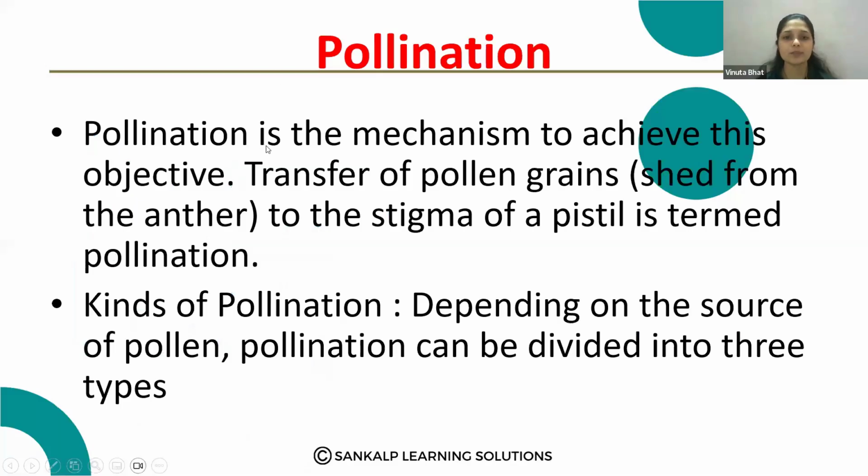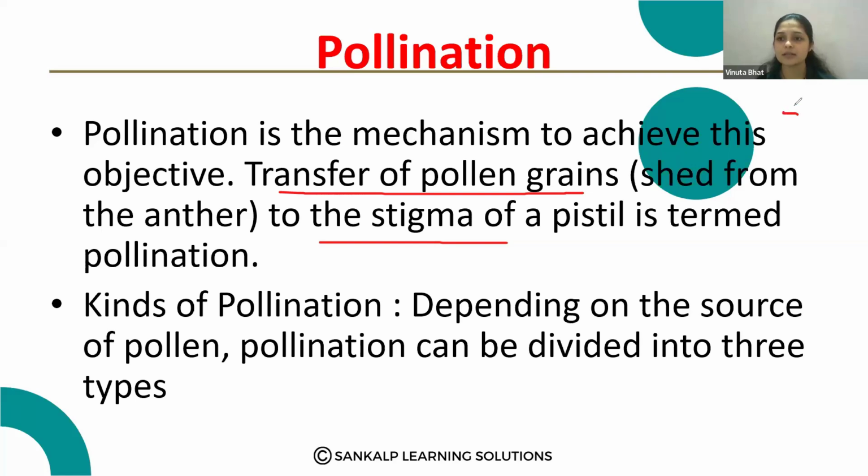What is pollination? Pollination is the mechanism to achieve this objective. The transfer of pollen grains to the stigma of a pistil is termed pollination. Pollen grains are the male gametophyte, the yellow colored structure formed in pollen grain formation. That male gametophyte has to be transferred to the stigma.